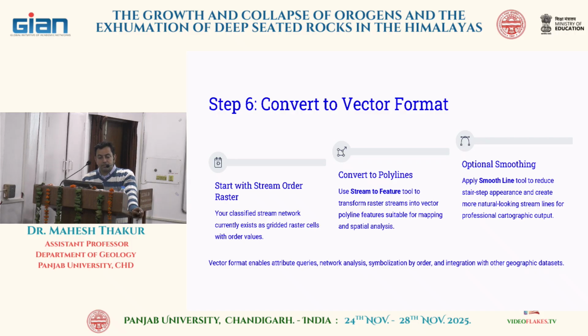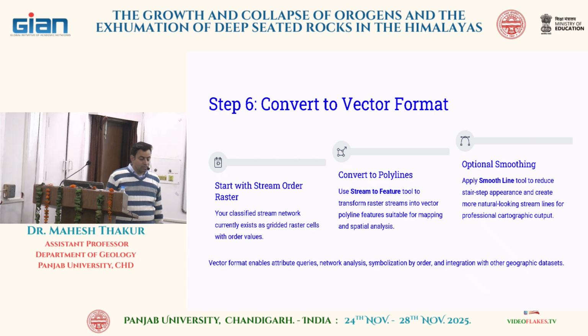So now in the final step, we convert to vector format. Start with the stream order raster. Your classified stream network currently exists as gridded raster cells with order values. Convert to polylines. Use the stream to feature tool to transform raster streams into vector polyline features suitable for mapping and spatial analysis. Optional smoothing applies the smooth line tool to reduce stair step appearance and create more natural looking stream lines for professional cartographic output.